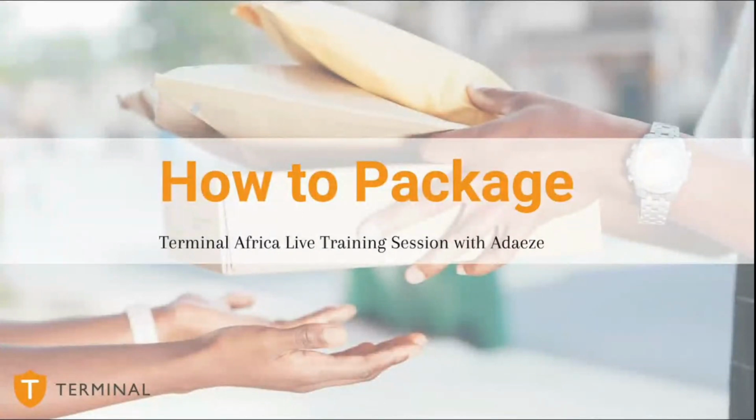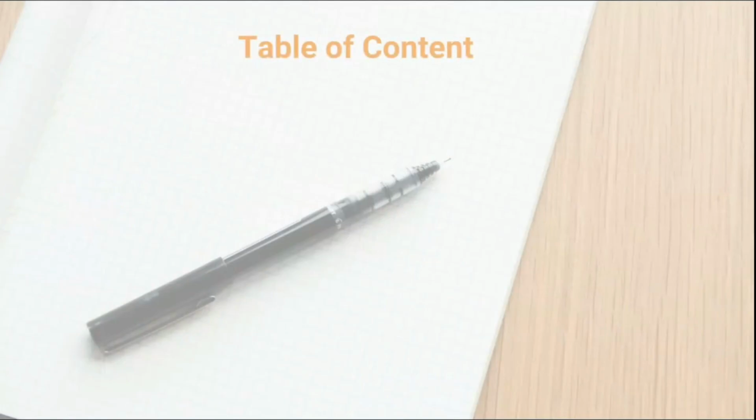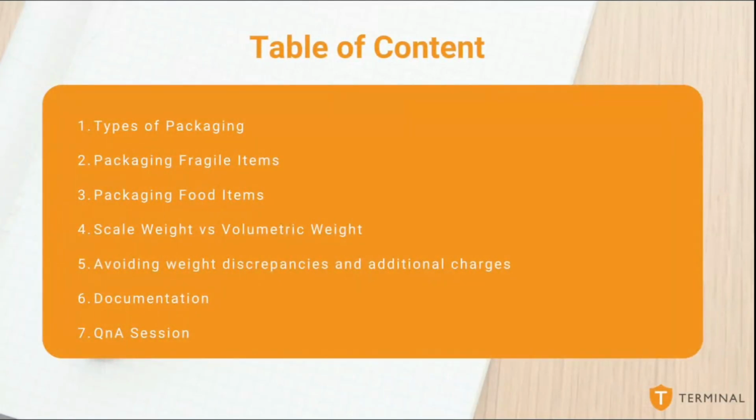Today, we're going to be discussing packaging. We're going to be discussing everything about packaging, right? Some of the things we'll be covering will be types of packaging materials, packaging your fragile items and your food items, scale weights versus volumetric weights, weight discrepancies and additional charges and how to avoid them, documentations, and then of course, if you have any questions, just keep them till the end of the call, and we will address everything, right?